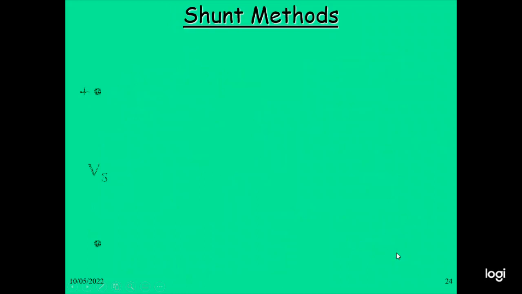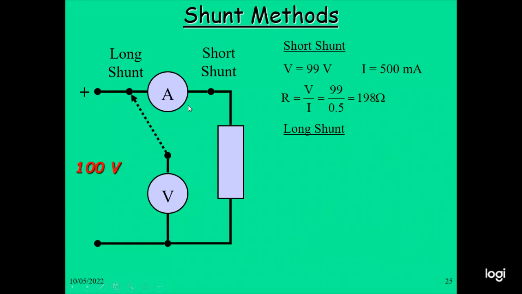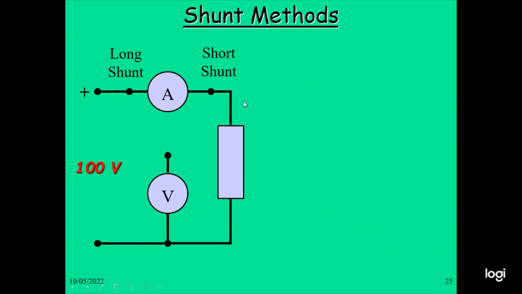Shunt method, also use R equals V by I. This is the long shunt method, and this is the short shunt method. So the long shunt method and the short shunt method.